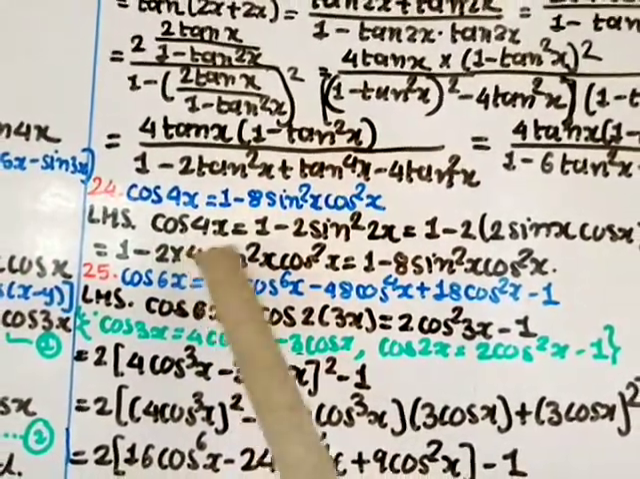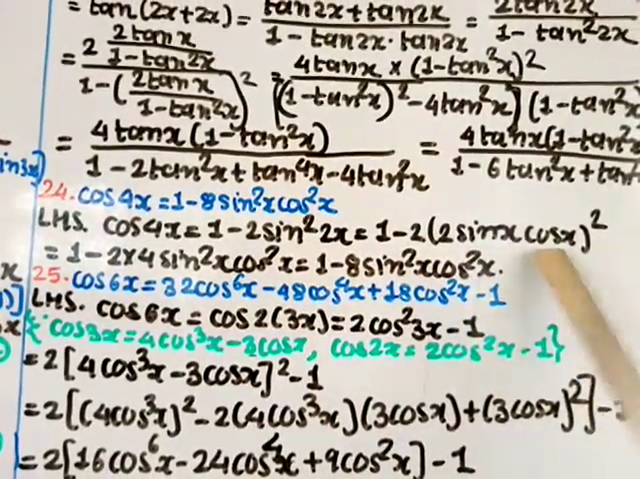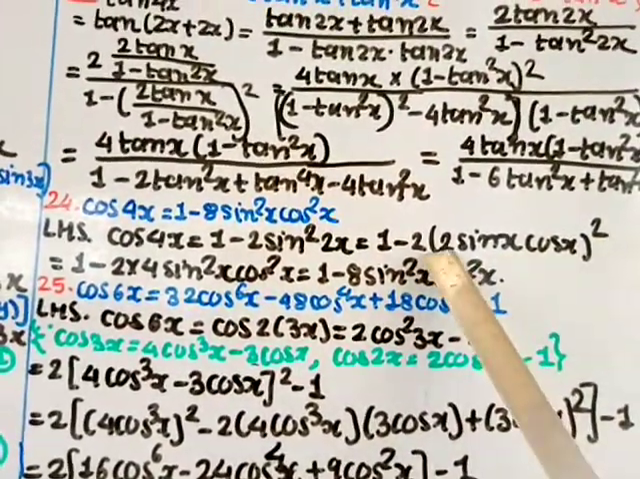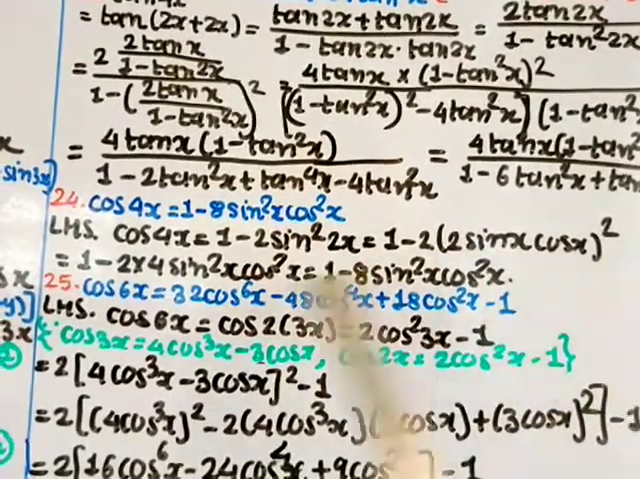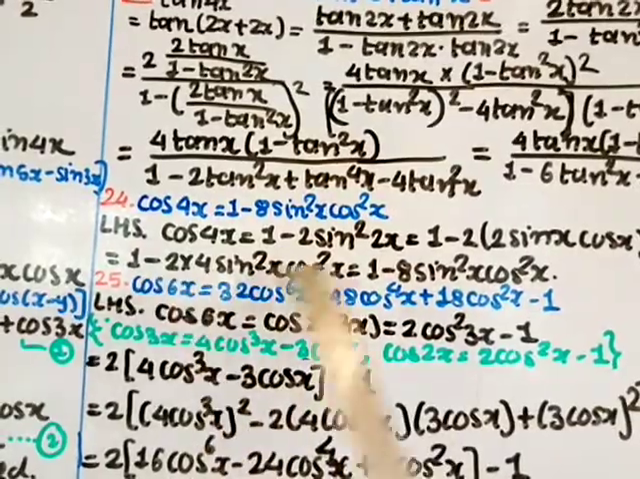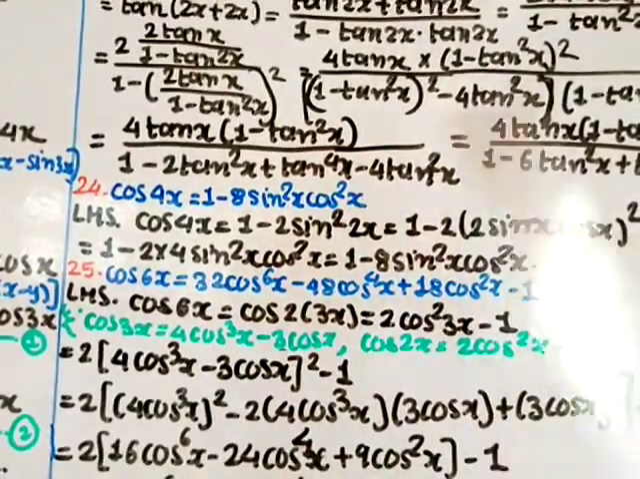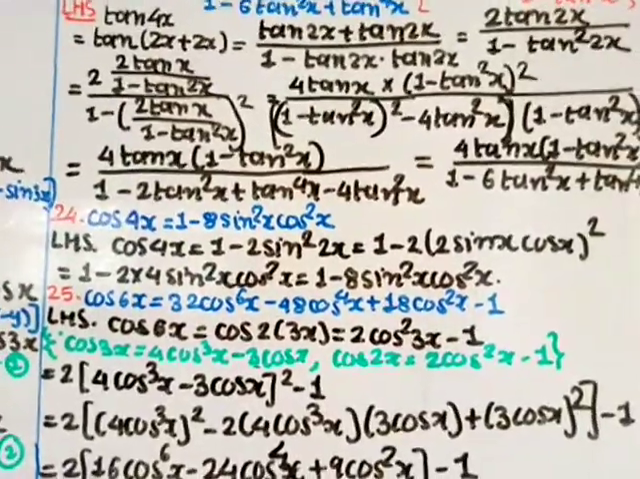Here 4x is there, so you get 2x here, and sin 2x value is 2 sin x cos x whole square. So you get here 4 sin square cos square. So this 1 and 2 as it is, and 4 sin square cos square x. So you get here 1 minus 4 into 2 is 8 sin square x cos square x, and that is what you have to prove. So that's the solution for 24.